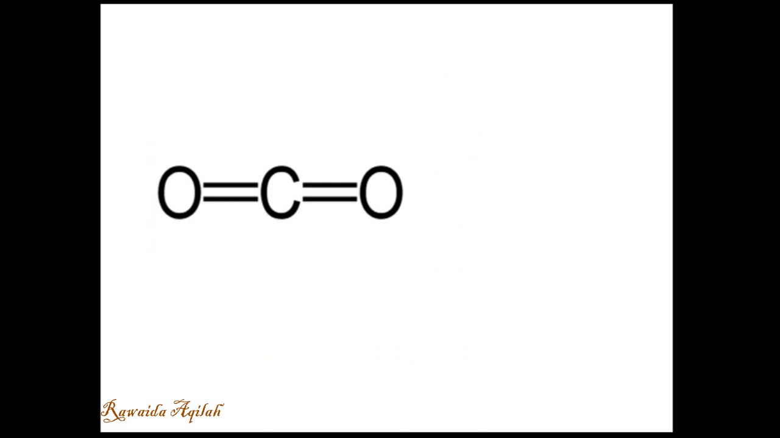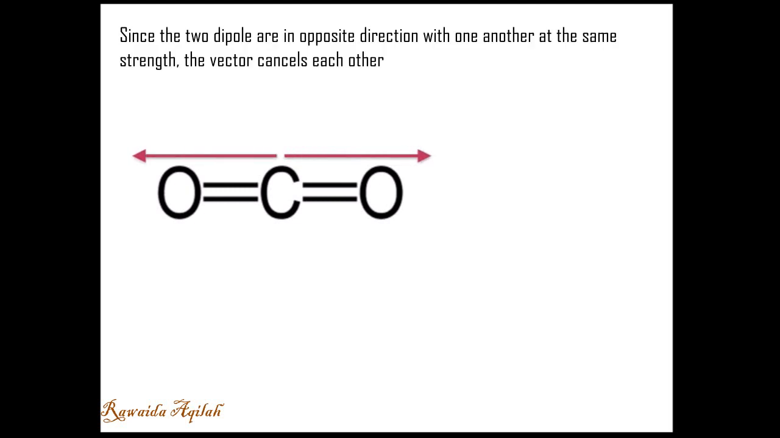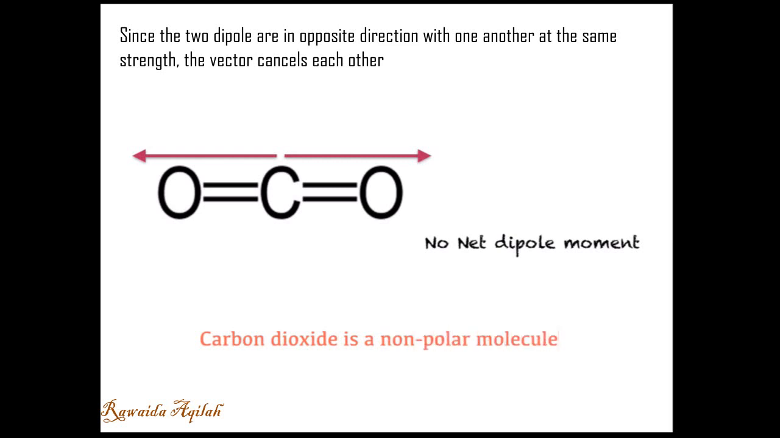Another example is carbon dioxide. They are linear in shape, and oxygen is more electronegative than carbon. Even though the C double bond O is a polar bond, the dipoles cancel each other. There is no net dipole moment in carbon dioxide, making it a non-polar molecule.